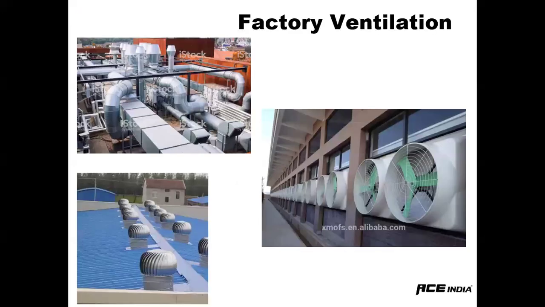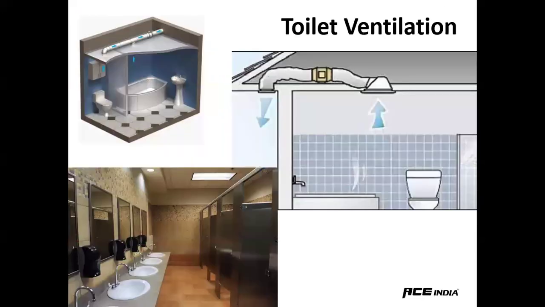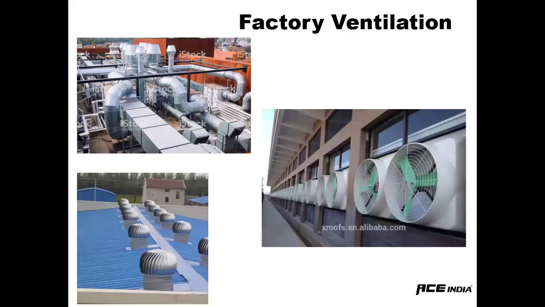Examples of negative ventilation: factory ventilation, and similarly basement ventilation, toilet ventilation, kitchen ventilation. All of these are negative ventilation. I will go over each and every one of these topics in detail at a later stage. Till now, it's just an introduction. That's it. Okay.